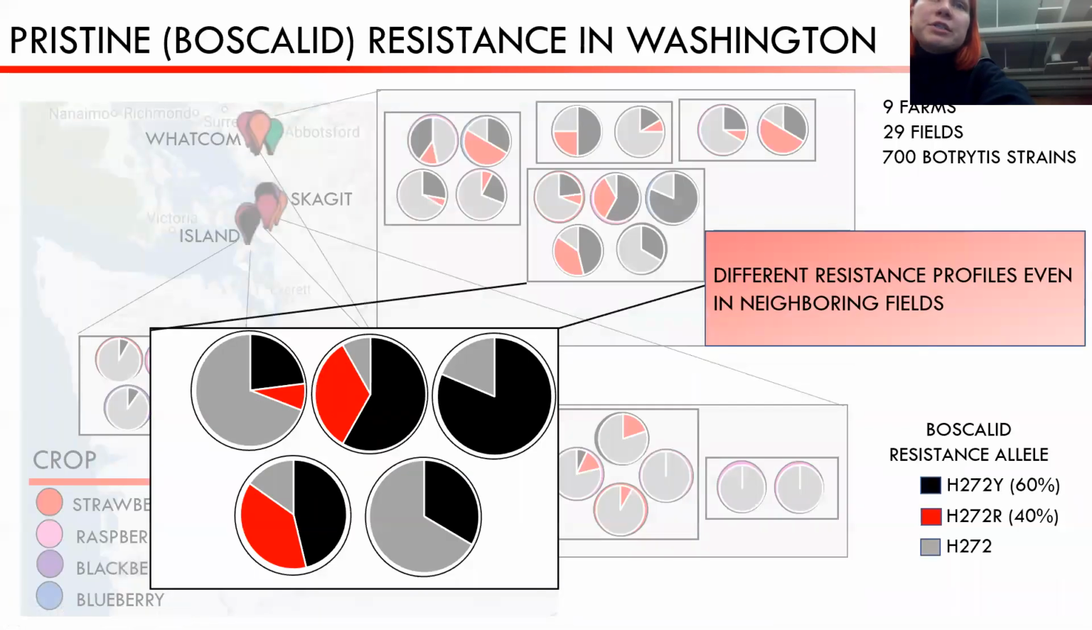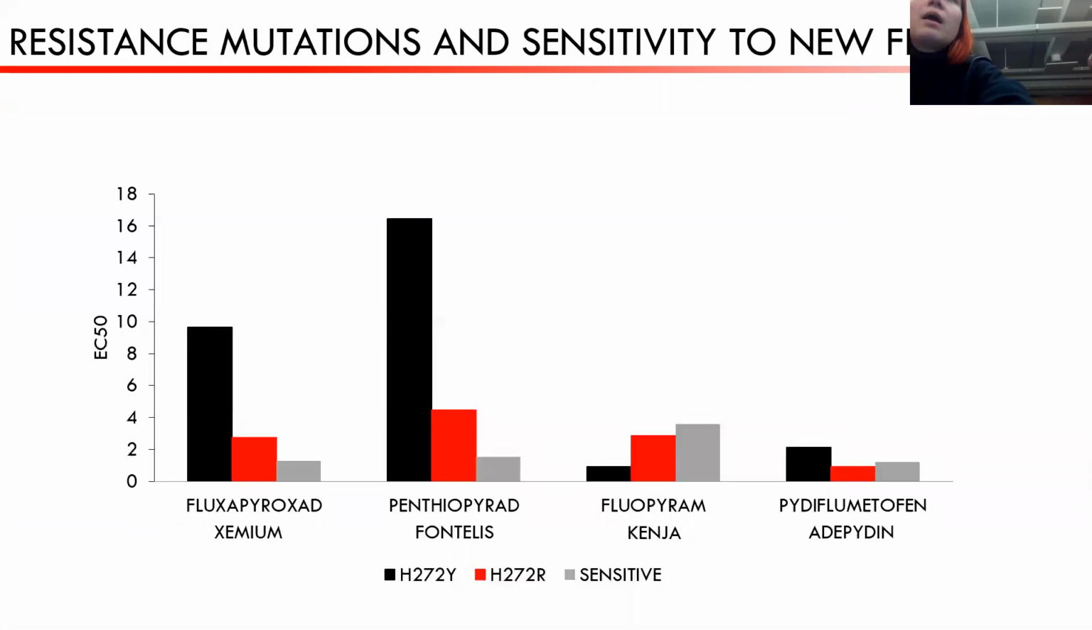I also want to mention that if you look closer, for example, at this farm with 5 different fields that we sampled, we see different resistance profiles even in neighboring fields. What does it mean? It means that Botrytis doesn't seem to move very far, even within the same farm. So this population stays pretty local within the field. So we know what kind of mutations are present mostly in the Pacific Northwest, in Washington.